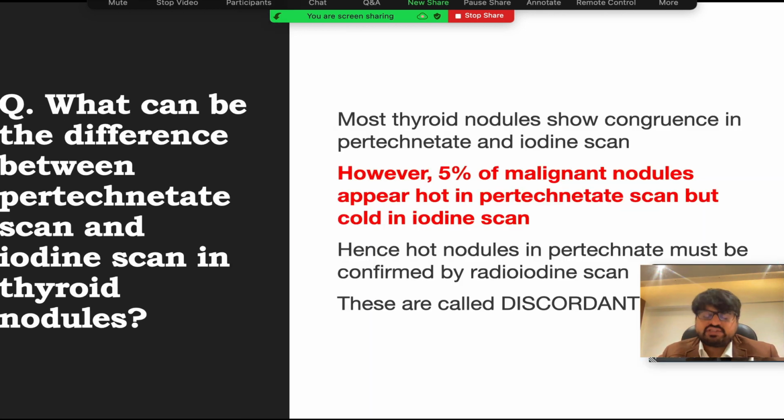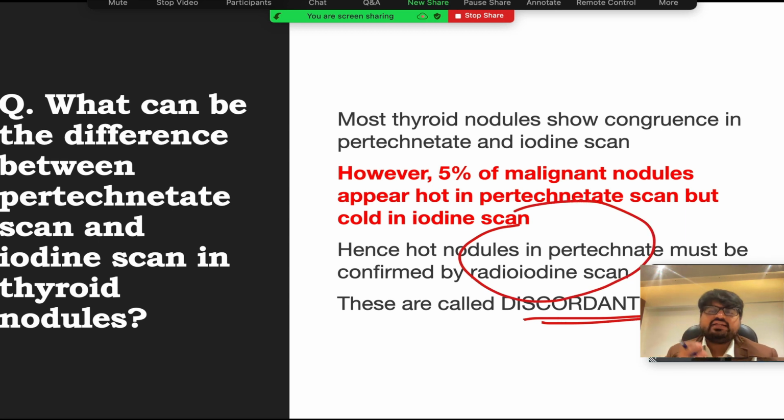Now, there is something which is known as a discordant nodule. So this is what the point I was trying to make. Sometimes you do a thyroid pertechnetate scan and do an iodine scan, and you find a discordant value in that, right? Most thyroid nodules generally will show congruence. But in 5% of malignant nodules, they appear hot in a pertechnetate scan, but appear cold in an iodine scan, right? So this is what is known as a discordant scan, and a discordant scan generally can be malignant. So if you do a thyroid scan and you are reported a hot nodule in a pertechnetate scan, it should generally be confirmed with a radioiodine scan, right? So this is something you should keep in mind.